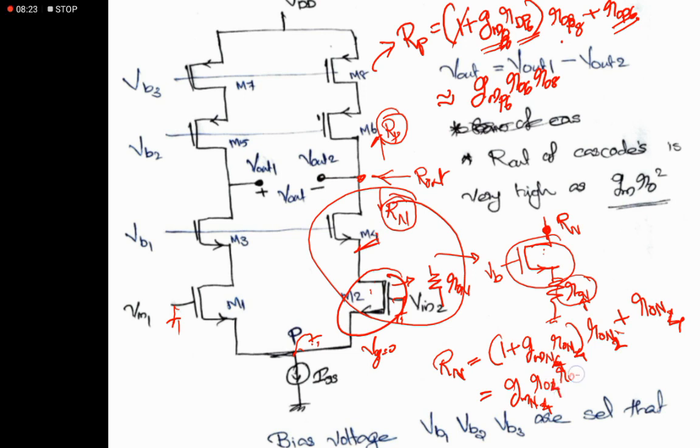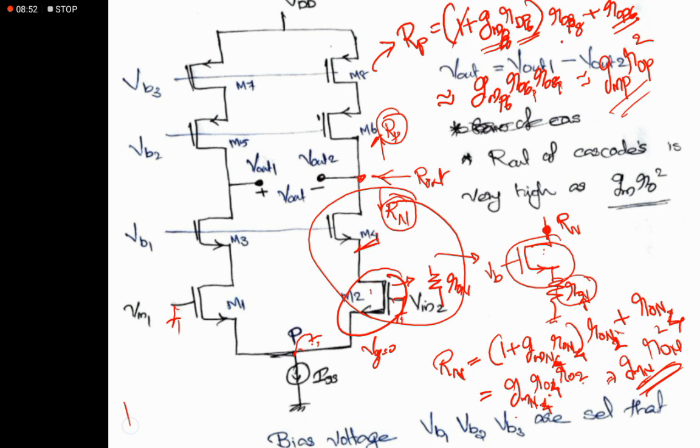R04 and R02. GM4, R04, R02. Or we can approximate, if all are identical, we will get GMP into R0P. Here also P is required, R0P square. Here it is GMN into R0N square. So that will be the effective output resistance, parallel combination of this one.